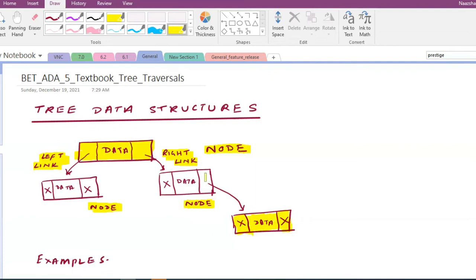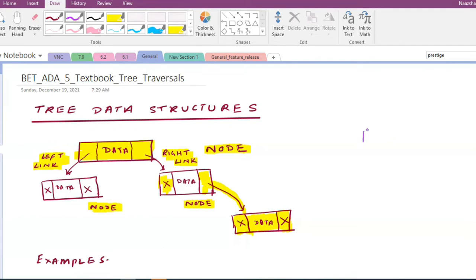If you look at this node, there is something on the left side, right? This link is there. It is connecting to a node. Whereas on this side, there is no other node connected. That is why there is a null. So this is very important. A tree consists of nodes. It has multiple nodes.